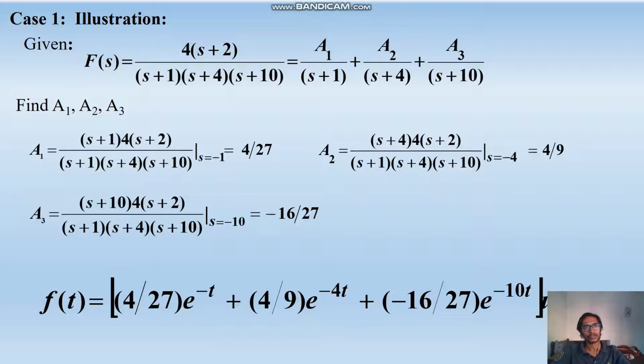Here we have case 1. We have taken an example in which F(s) is equal to 4 over s plus 2, s plus 1, s plus 4. We apply partial fraction expansion to simplify this, and finding A1, A2, A3, we have A1 is 4 by 27, A2 is 4 by 9, and A3 is negative. Then we have f(t) equal to this. Then we integrate it. This is a simple integration of an exponential of t. We can get the final f(t), the inverse Laplace transform, in the time domain.